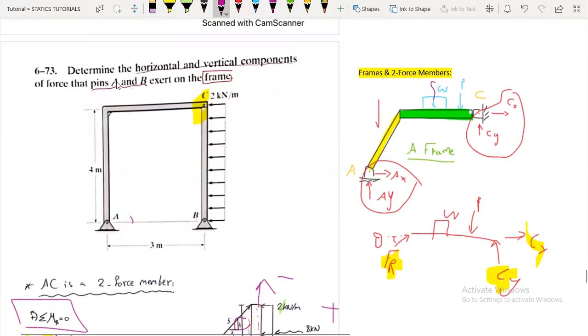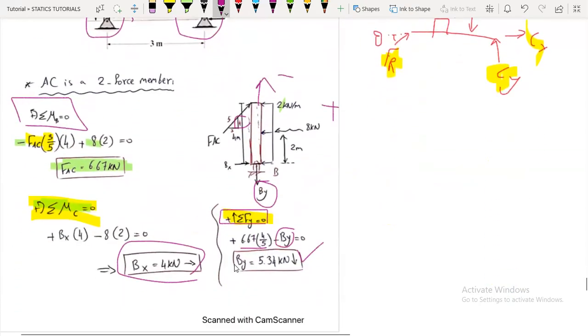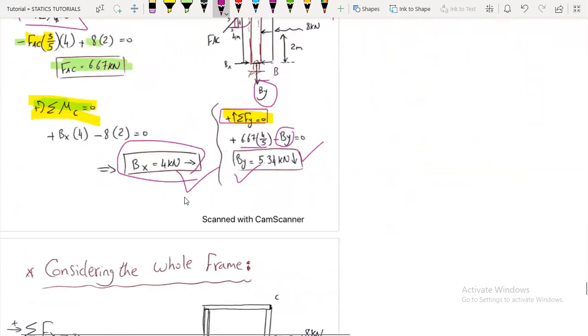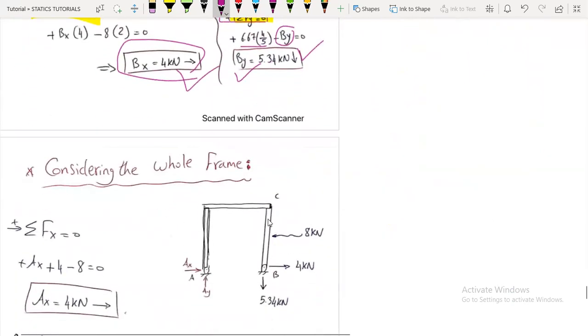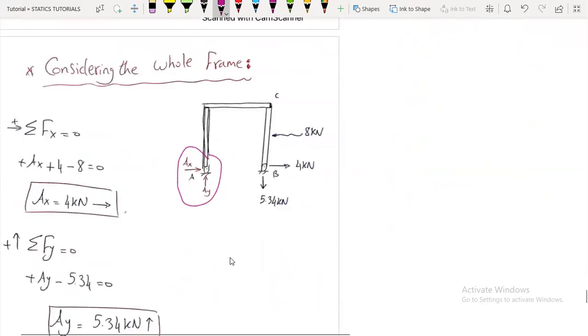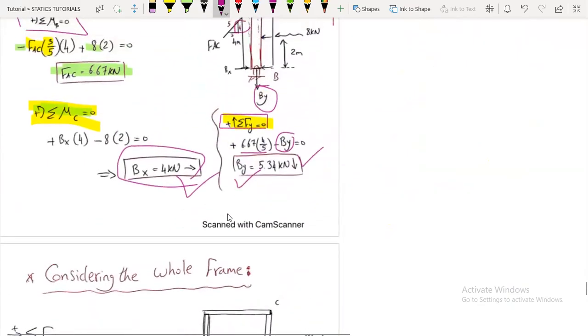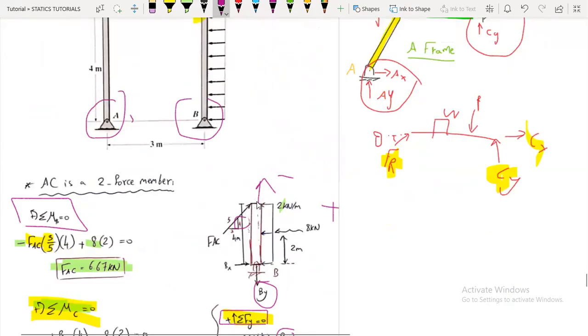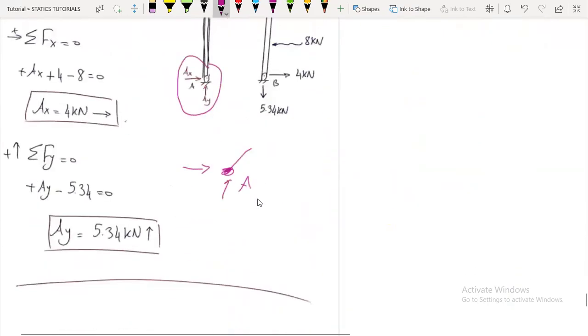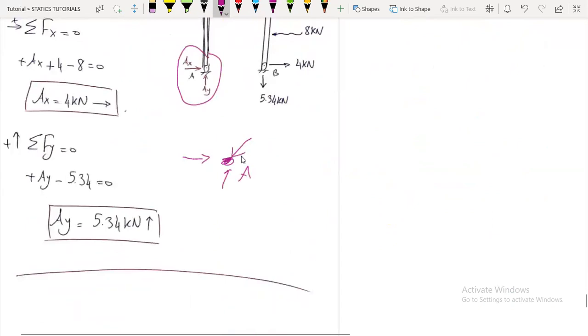Now, what's required is to find the reactions at A and B. We have found the reactions at B. Now we can consider the whole frame. Now we are left with only 2 unknowns, or you can say I will take the summation of forces on joint A. So here I have AY, AX, and FSC. FSC is unknown, I've assumed it to be tensile. So here it will be like this, FSC.